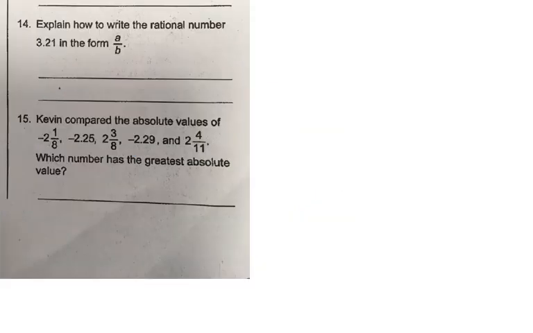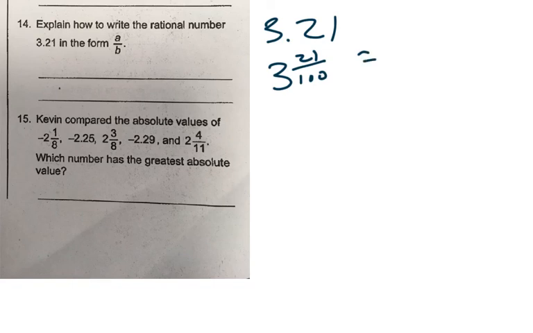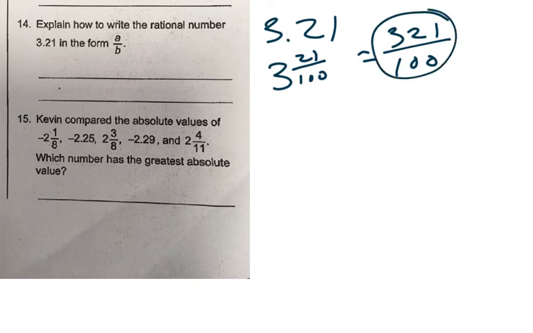Okay, 14 says, explain how to write the rational number 3 21/100ths in AB form. We just did one like this. So I'm going to take 3 21/100ths. I'm going to turn that into a mixed number of 3 21 over 100. Then I need to create an improper fraction. 100 times 3 is 300 plus 21 is 321 over 100. AB form right there.